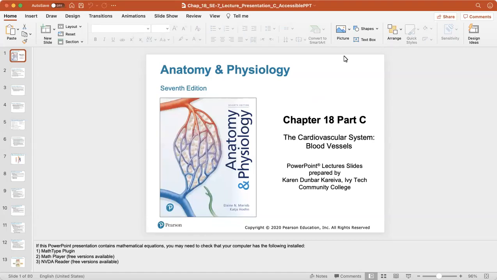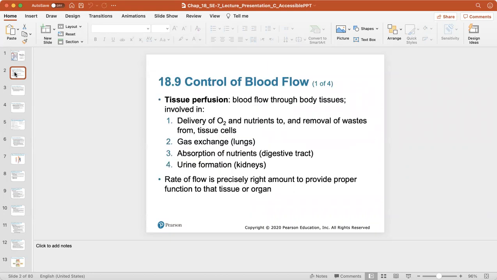Hi, class, and welcome to part C of chapter 18, where we'll be looking more at the blood vessels in the cardiovascular system. Specifically, we'll start by talking a little bit more about the control of blood flow. Tissue perfusion is the actual definition of blood flow through the body tissues that's involved in the delivery of oxygen and nutrients to, and the removal of waste from tissue cells.